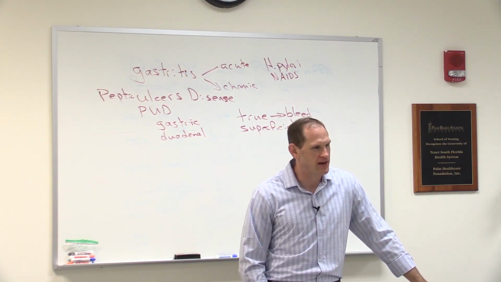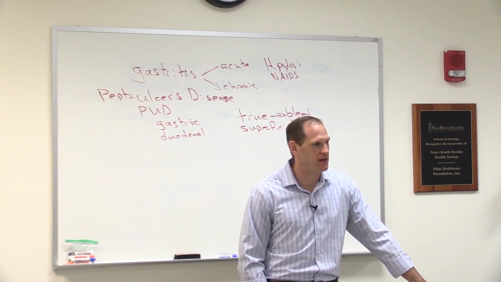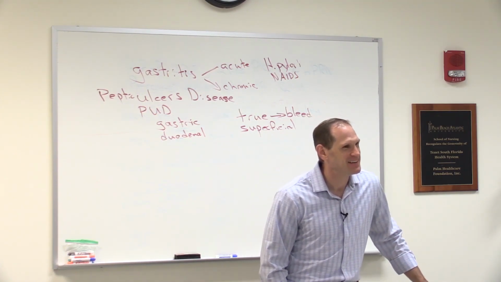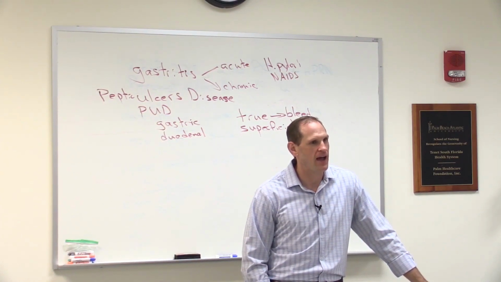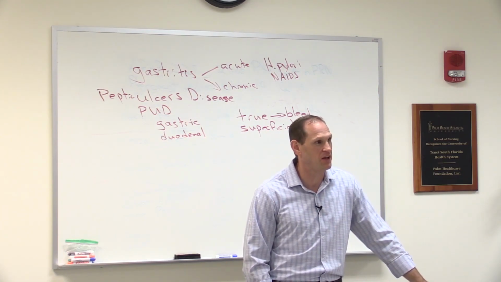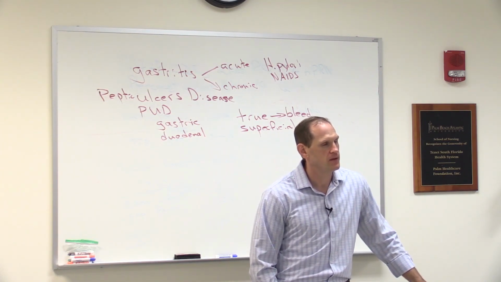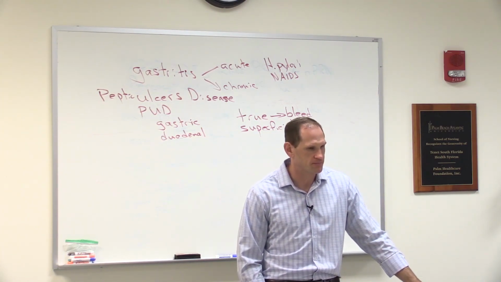Now, what about the other direction? What if it's bleeding? Vomiting. Hematemesis could be a symptom. And if the patient has digested the blood and then vomited it up, what do we call that? Coffee ground emesis. So all of those are potential signs and symptoms of ulcer.